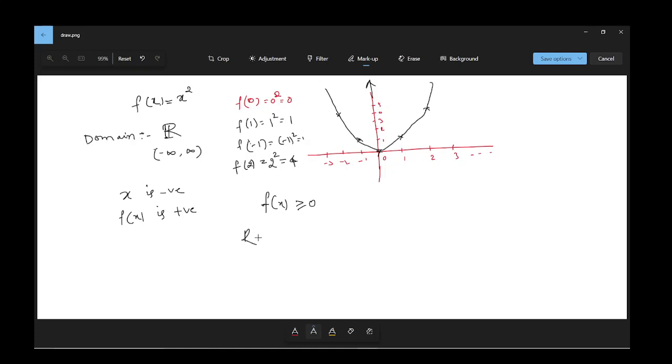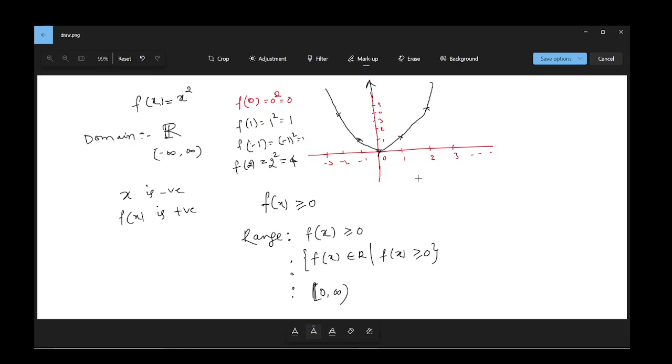So the range of this function is f of x greater than or equal to 0. It is positive. Or you can say f of x is a set of values belonging to the real numbers such that f of x is positive. Or you can also write the range as 0 to infinity.